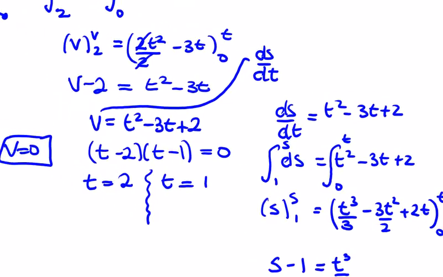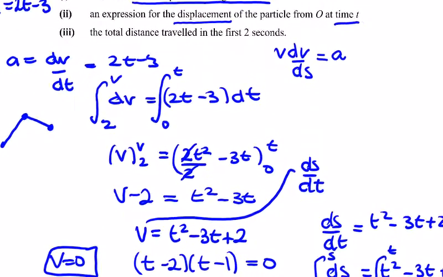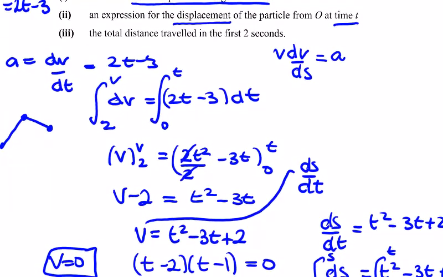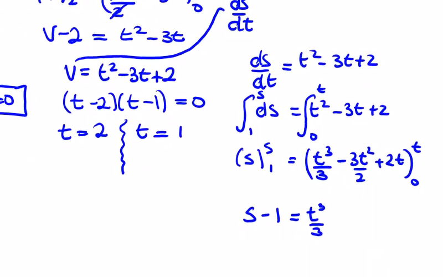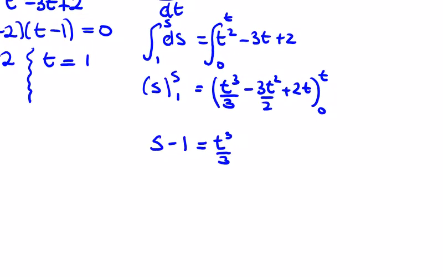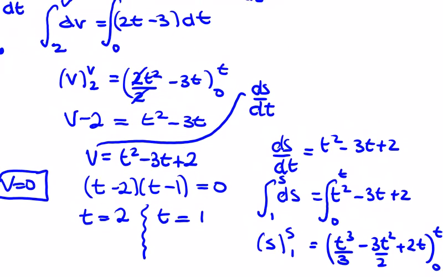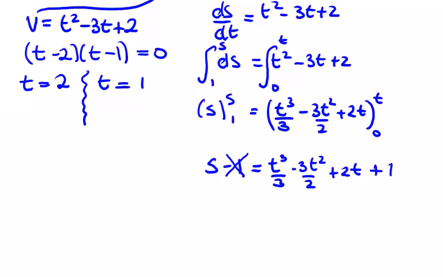Are we given a time interval here, or just an expression for displacement and then total distance traveled in the first 2 seconds? Okay, so t cubed over 3 minus 3t squared over 2 plus 2t, and then it'll be plus 1. That's what s will be equal to. We can cross this one out. And then the distance traveled in the first 2 seconds.